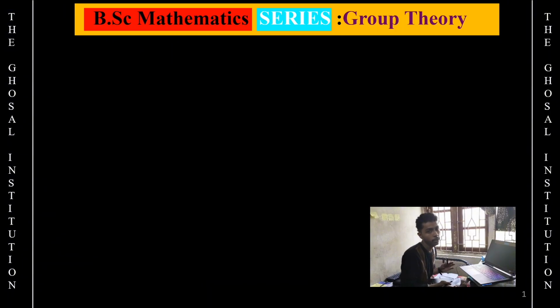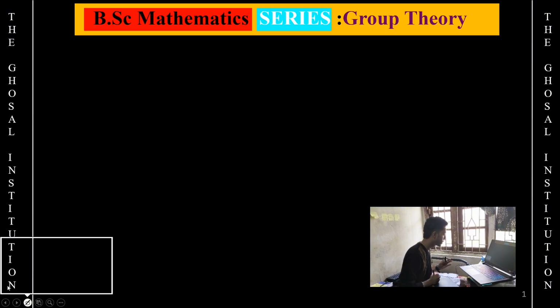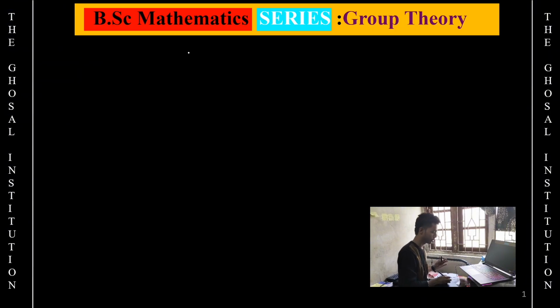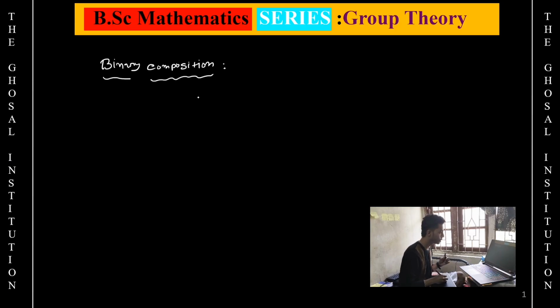I'm assuming that you know the set theory concepts, mapping and relations, because these are the very basic things. Today we'll learn about an important concept called binary composition. Okay, so basically, what do you mean by binary composition?